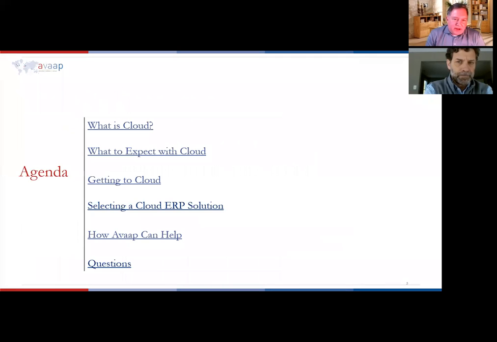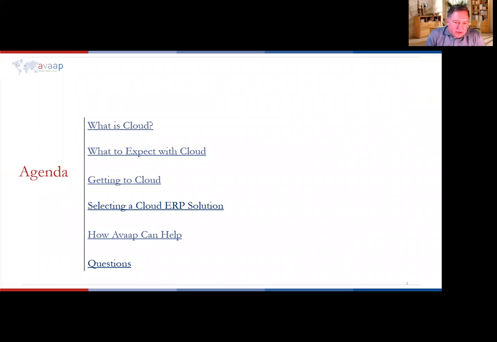As Lee talked about, we're really going to be focusing today on defining what the cloud is, what to expect from the cloud, how do we get to the cloud, selecting the right ERP solution, and really at the end, a little bit of maybe how Avaap can help, but that's going to be the last thing we'll be talking through.